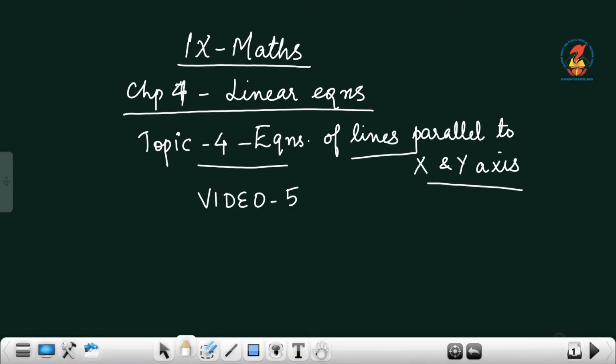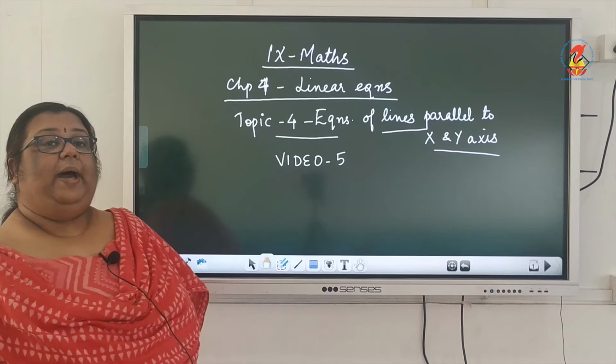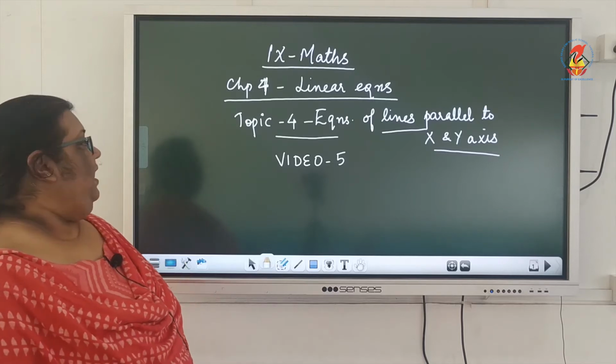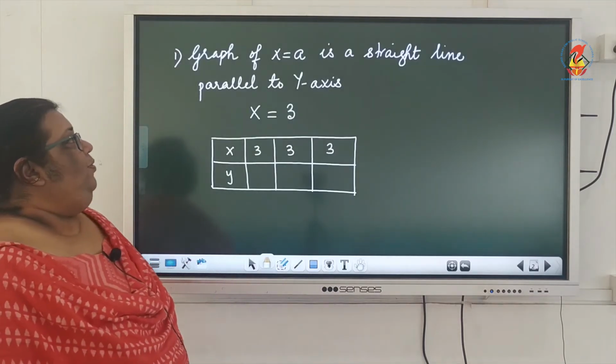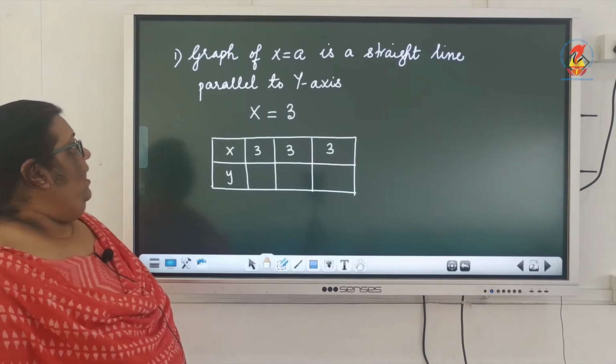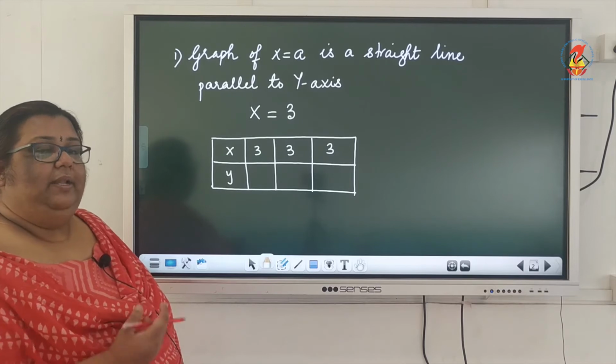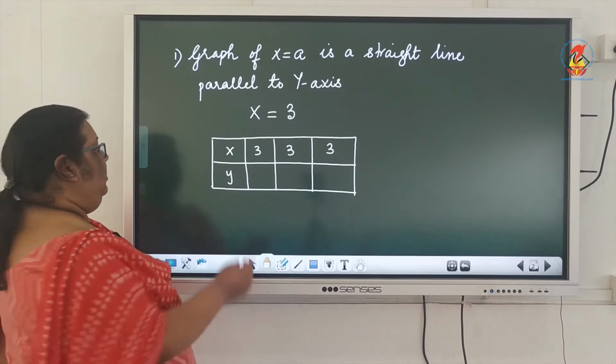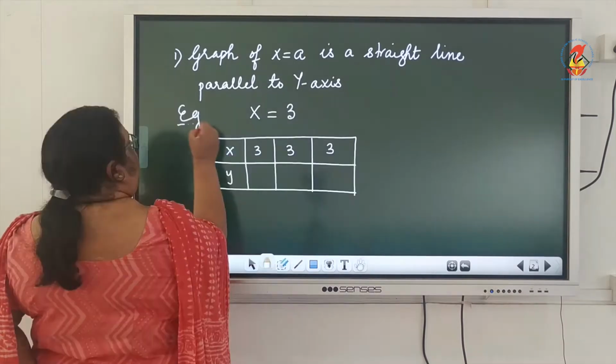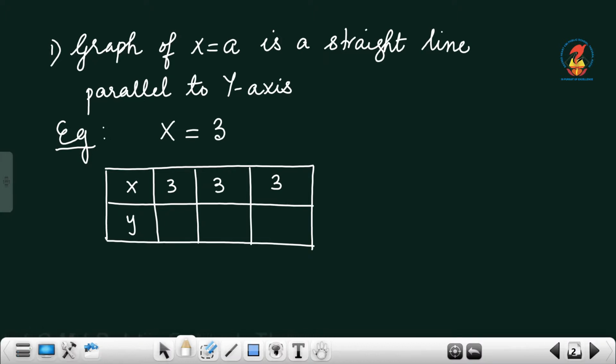Children, now we learn about equations of lines parallel to x-axis and y-axis. Graph of x equals a is a straight line parallel to y-axis. We will do an example and then you can understand it. Here the example given is, draw the graph of the equation x equals 3.